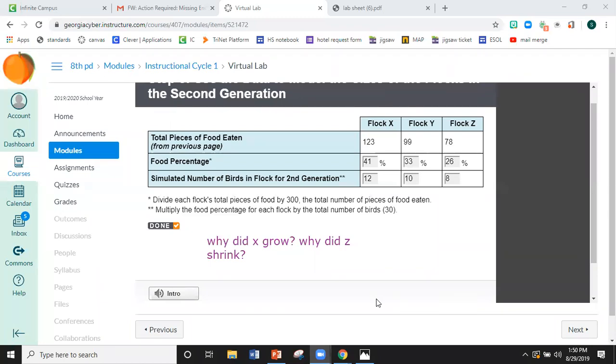All right, so flock X ate more food than flock Z. Remember, flock X had 41% of the food. That means they're healthier, so they can go on and reproduce. Flock Z probably didn't have enough food, so maybe some birds died of starvation before they had babies, or they weren't healthy enough to have babies. Yes, I know they're actually little birds, but I just call them babies because it makes things easier for me. So, baby birds.